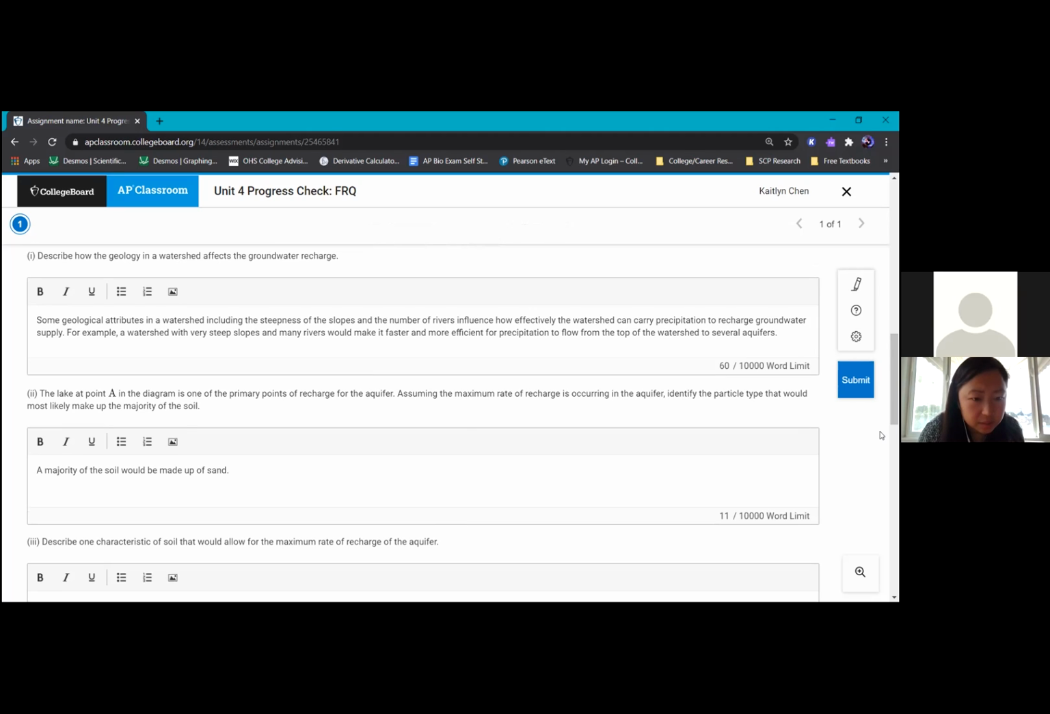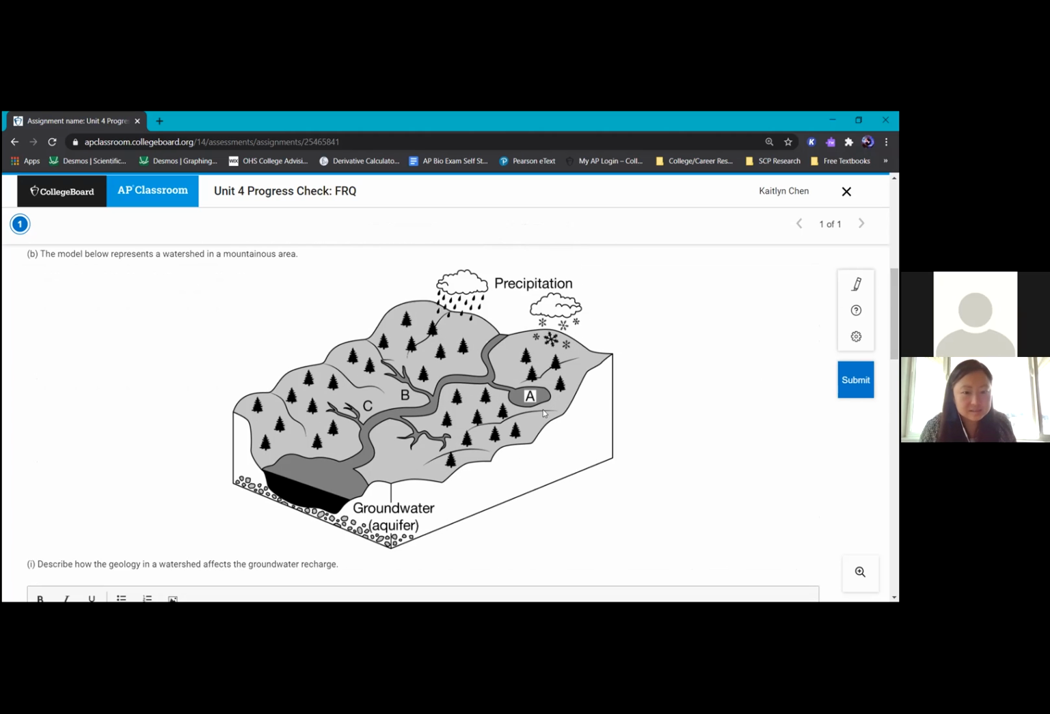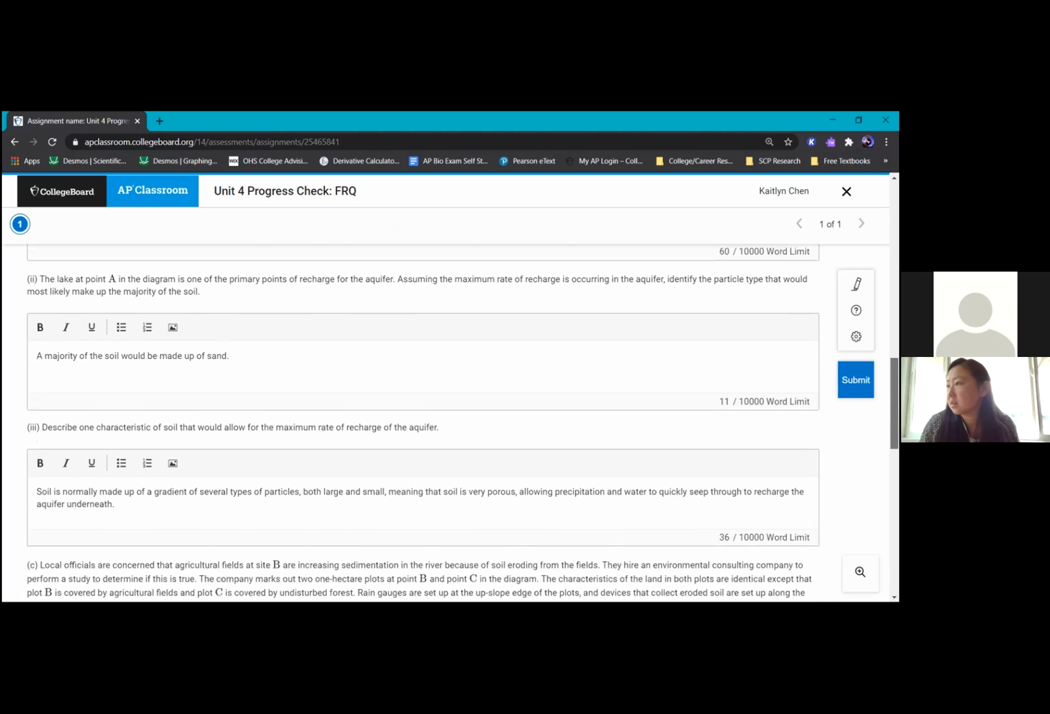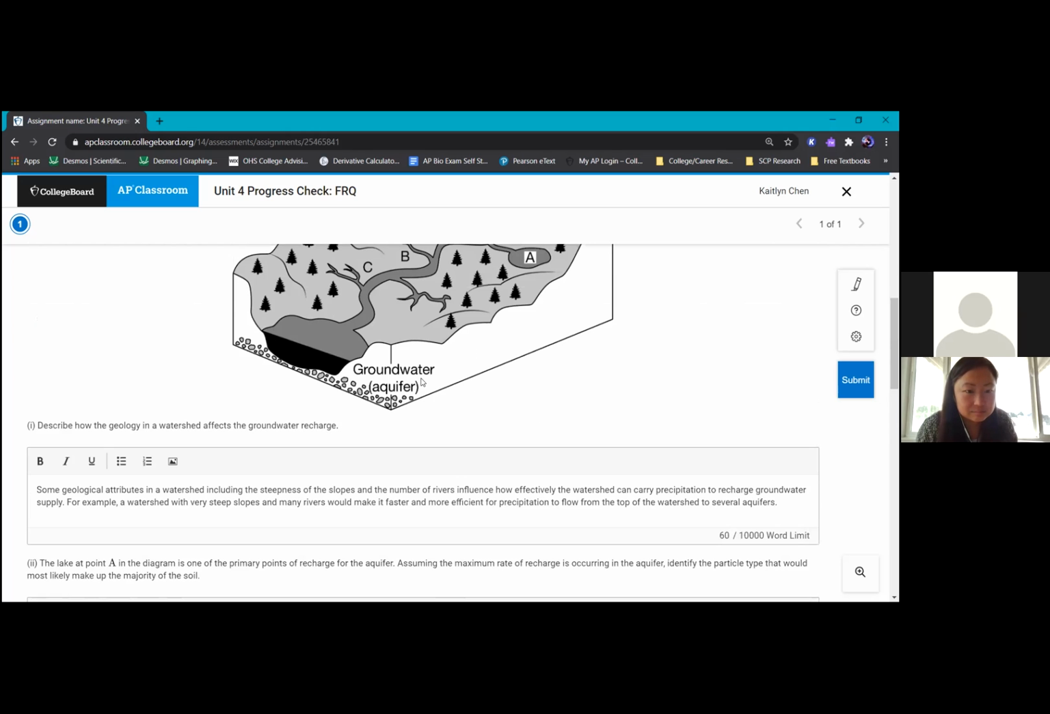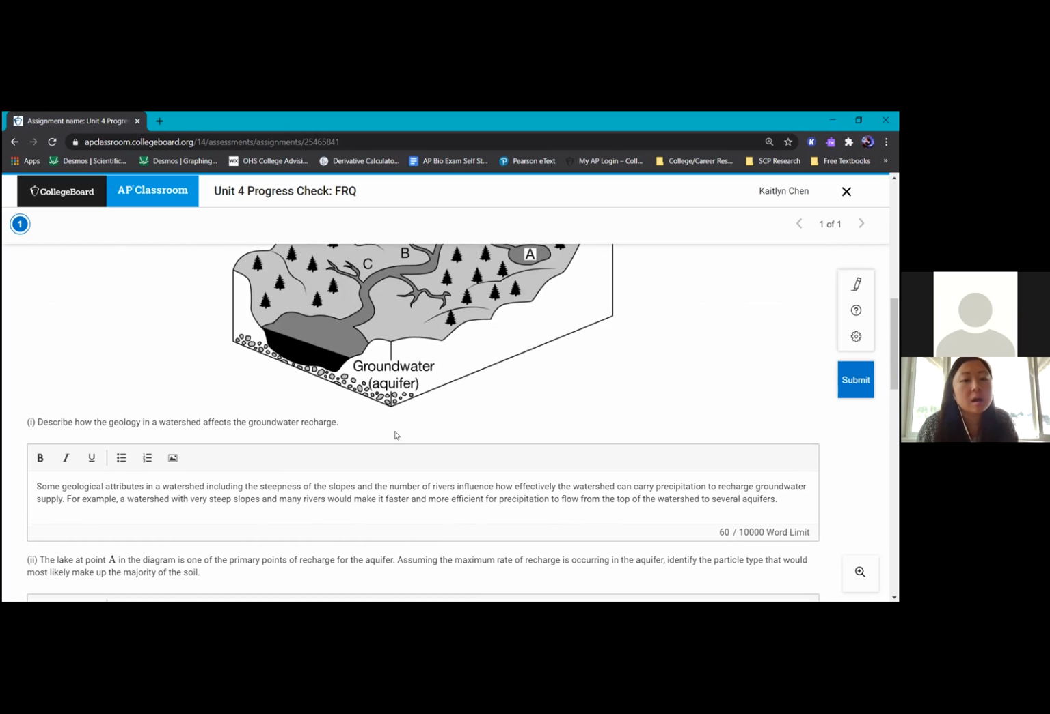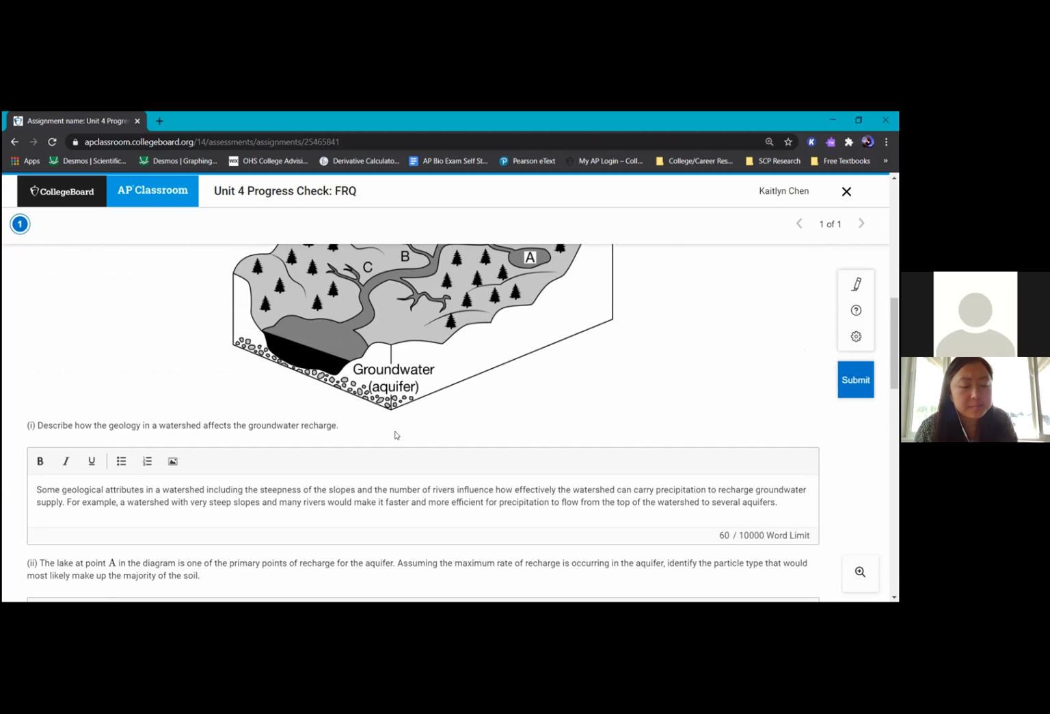The lake at Point A is the primary recharge. Yeah, it's sand. And here's A. I think I kind of guessed on this one. Really? Because it just says the response should indicate sand. I think I was confused because I again thought that the aquifer was at the bottom of the watershed, and I was confused if they were referring to this aquifer or Lake A as the aquifer. So aquifer is always underground.